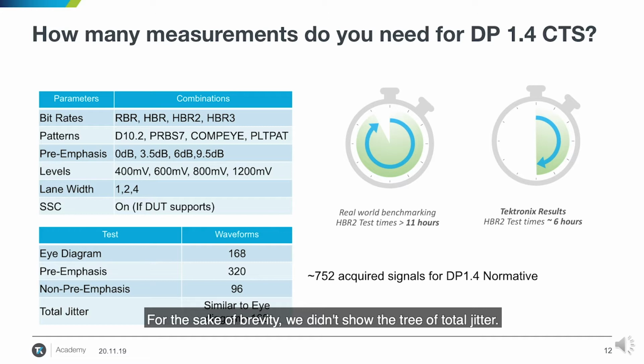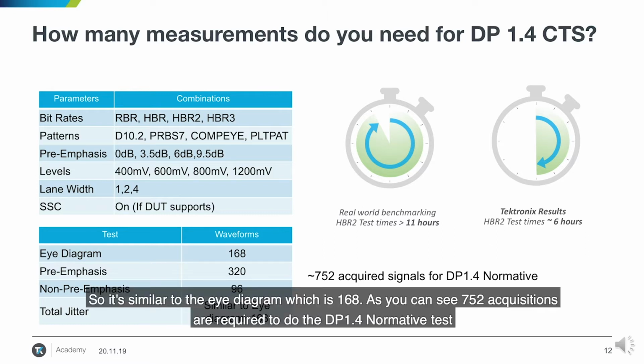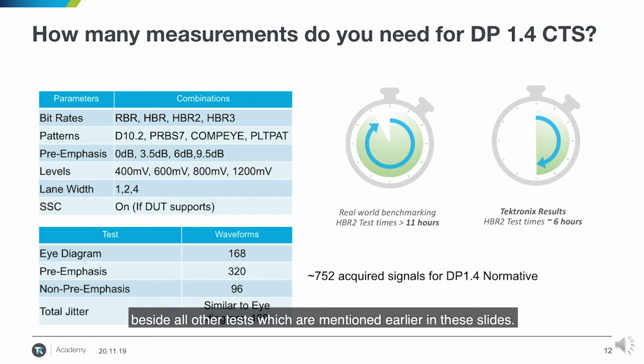For the sake of brevity, we didn't show the tree of total jitter. So it's similar to the eye diagram, which is 168. As you can see, 752 acquisitions are required to do the DP 1.4 normative tests, beside all other tests which were mentioned earlier in the slides.